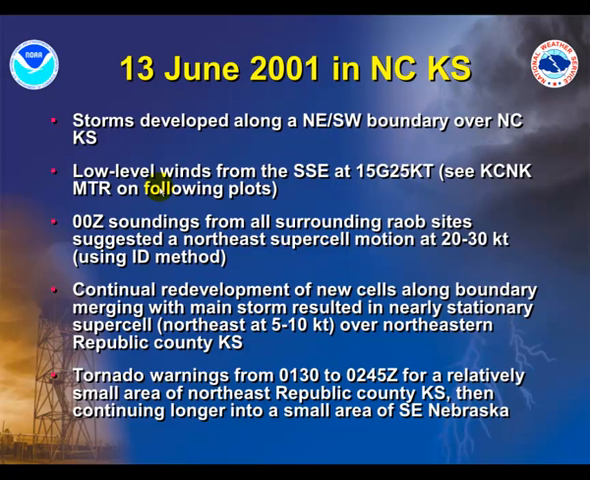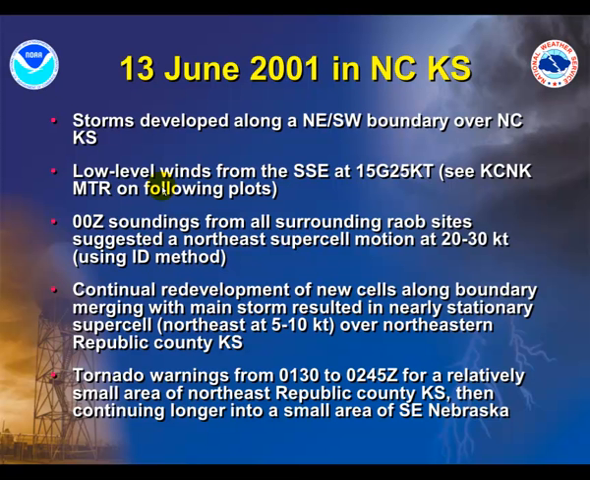Zero-Z soundings from all surrounding radar sites suggested a northeast supercell motion of 20 to 30 knots using the ID method. And we had continual redevelopment of new cells along the boundary, which merged with the main storm, and this resulted in a nearly stationary supercell.